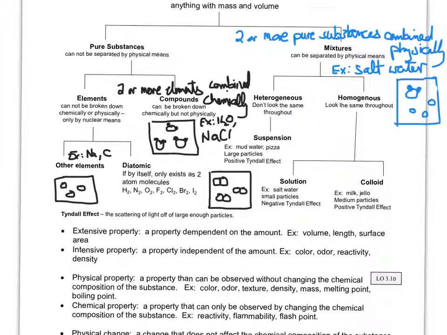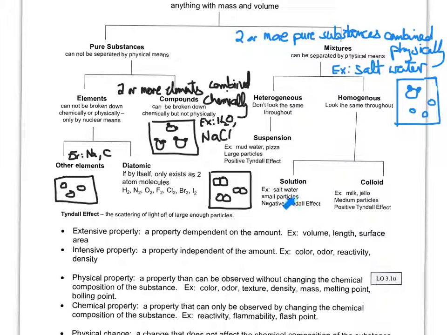Everything's the same throughout. Solutions tend to be a little bit more transparent or clear, not colorless, but clear. You can see through it. So salt water, for example, Kool-Aid, things like that would be a solution. Whereas colloids tend to be a little bit cloudier, like milk or Jell-O or shaving cream. And the reason for that is because solutions have smaller particles, whereas colloids have medium particles in between solution and suspension.